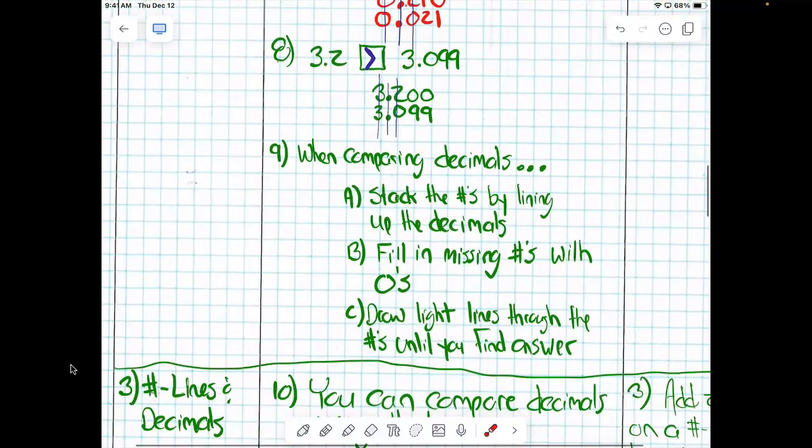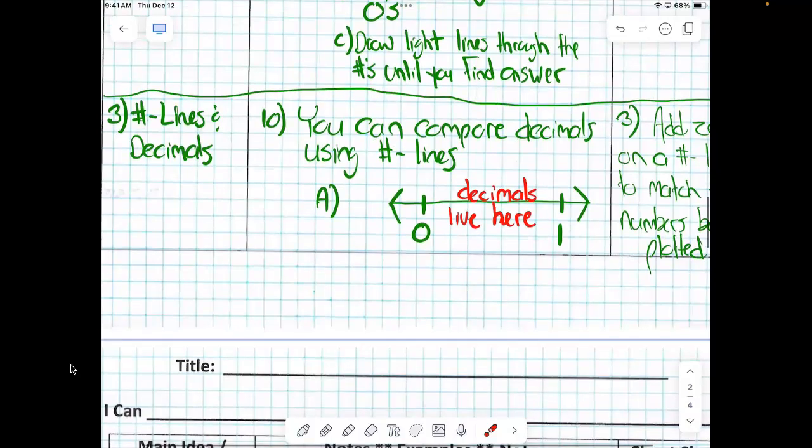Here's your steps. 3 steps. When comparing decimals, we do what first? Stack them by lining up the decimals. After we stack, what do we do next? Add place value holders. Those are also called place value holders, right? And after that, we draw light lines to help us compare, yes?